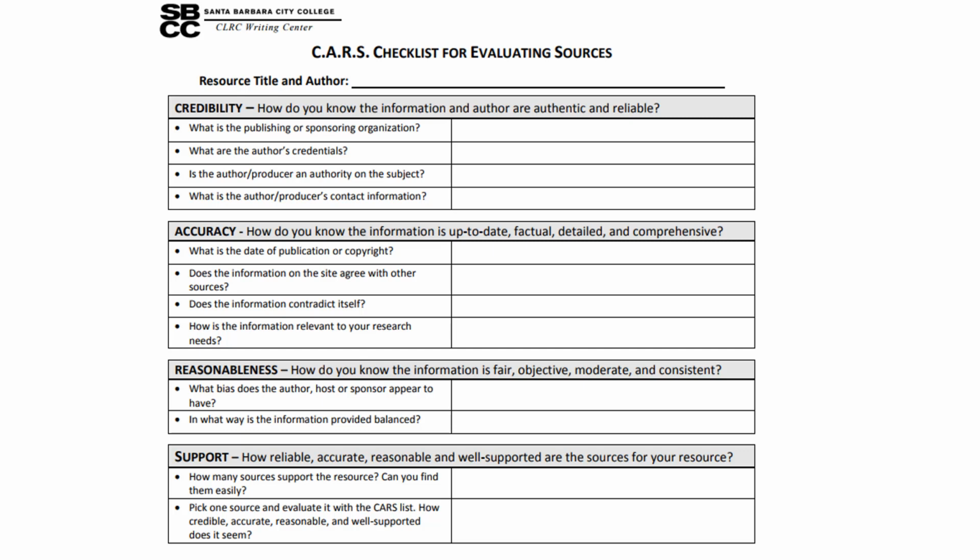Credibility. How do you know that the information and the author are authentic and reliable? And for this, we're talking about informational kinds of sources. So here, be thinking about books, about journal articles, and about the internet, right? So what is the publishing or sponsoring organization? This is a big deal.